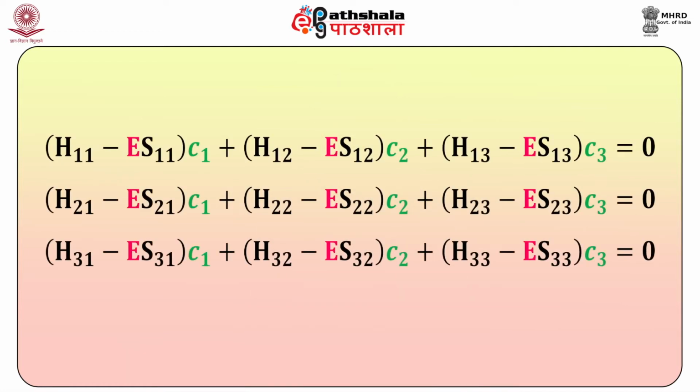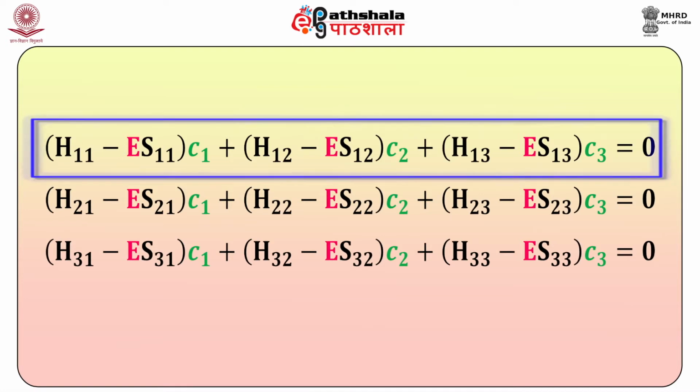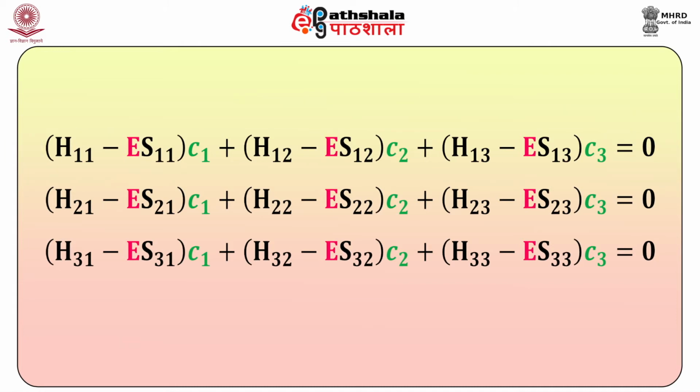Now using this molecular orbital and applying the variation principle, we can get the corresponding secular equations. We get 3 secular equations. The first is (H11 minus ES11) C1 plus (H12 minus ES12) C2 plus (H13 minus ES13) C3, and similarly we have the other 2 equations. Now these 3 secular equations can be written in the form of a determinant.